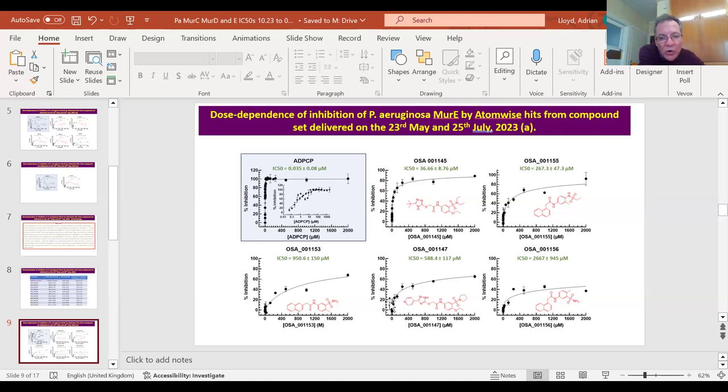So again, what we're seeing is something that you could actually be considering something like negative cooperativity if this was a multimeric enzyme, which it isn't. So precisely why we're getting relatively low maximal inhibition responses, I am not too sure. But it is a feature of a lot of the Mur hits from the Atomwise library.